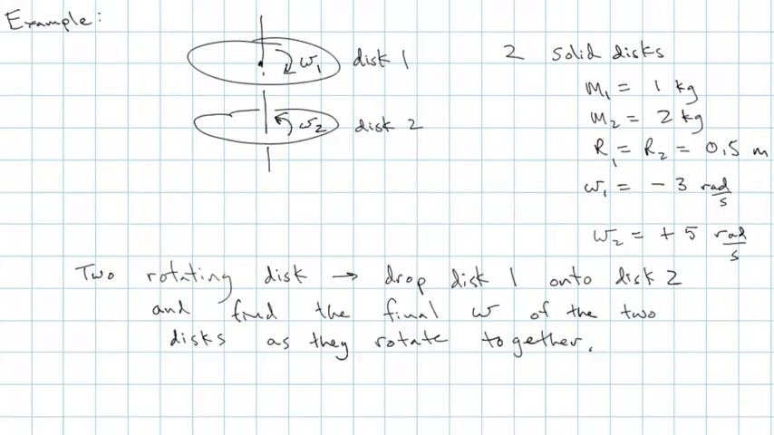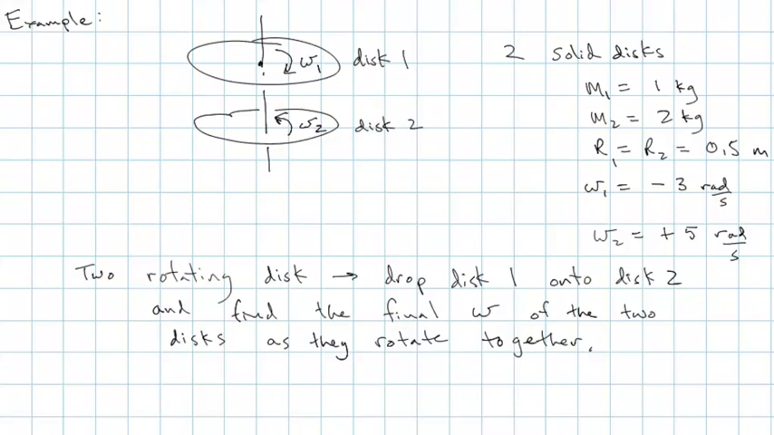So in this example, we have two disks that are rotating independent of one another. Disk 1 is above disk 2. Disk 1 is rotating, as we look down on the top of it, in the clockwise direction, and disk 2 is rotating in the counterclockwise direction. They're both solid disks, but they have different masses and different omegas. And what we're going to do is drop disk 1 down onto disk 2, and they're going to stick together and rotate together. And we want to know what's the final angular speed of the two disks as they rotate together after the collision.